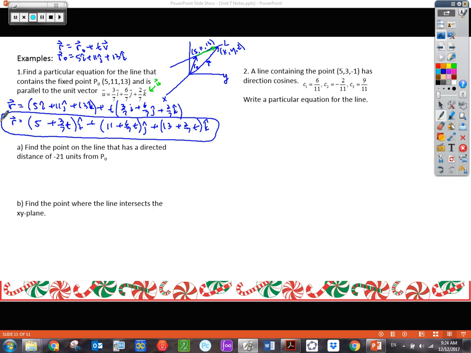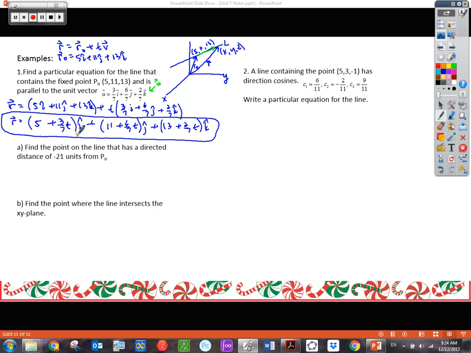Part A says find the point on the line that has a directed distance of -21 units from P naught. All right, so P naught is like our point of interest on the line. That's kind of our original point, right? That's the point that we're measuring things from. So if I have P naught and I want to go 21 units negative, really that would have been kind of difficult previously, but now with this vector equation it's really not that bad. All I have to do, think of t as a distance.